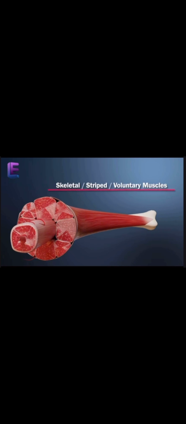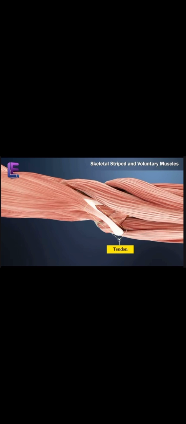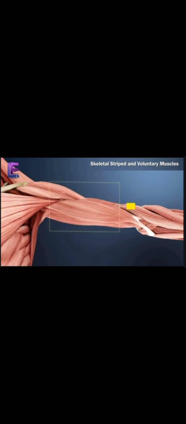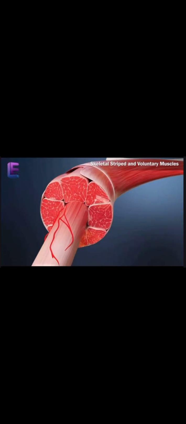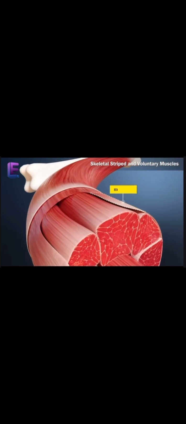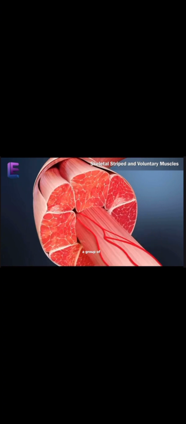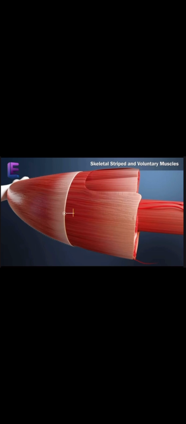Skeletal or striped or voluntary muscles are usually attached to bones via tendons. In a typical muscle such as the biceps, skeletal muscle fibers are bundled together in a connective tissue sheet called the endomysium. A bundle of muscle fibers is called a fascicle. The connective tissue sheet connecting it is called the perimysium. A group of fascicles forms a muscle. The connective tissue sheet covering a muscle is called the epimysium. The connective tissue layers that cover the muscle end together, forming a tendon.